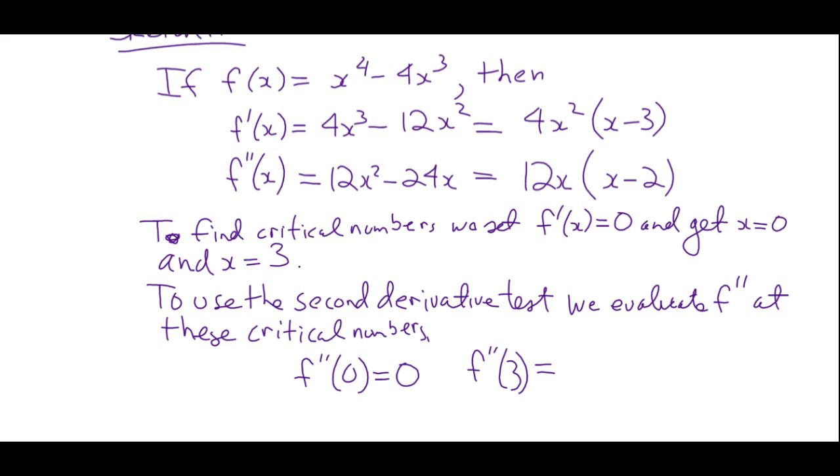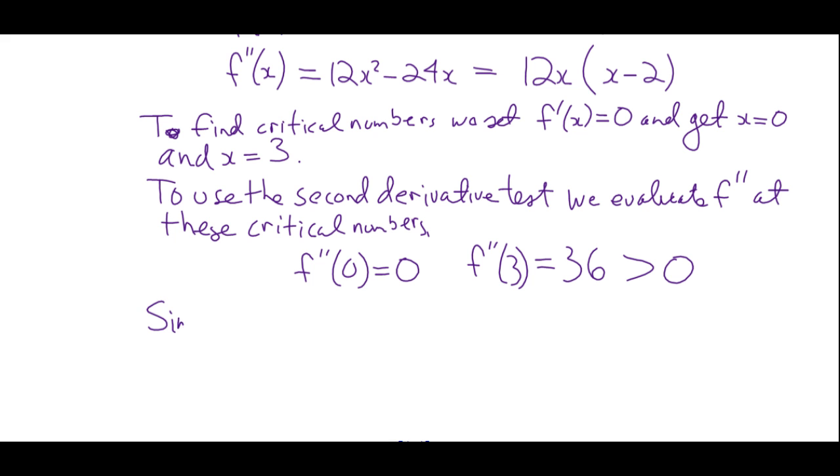And f double prime of 3 is 9, 108 minus 72, which is 36. Okay, so we have some information from the second derivative test, right? Well, one piece of information, this one here. So the second derivative test is telling us that since f prime of 3 is 0, which is a critical number, and f double prime of 3 is greater than 0, then f of 3 is a local minimum.